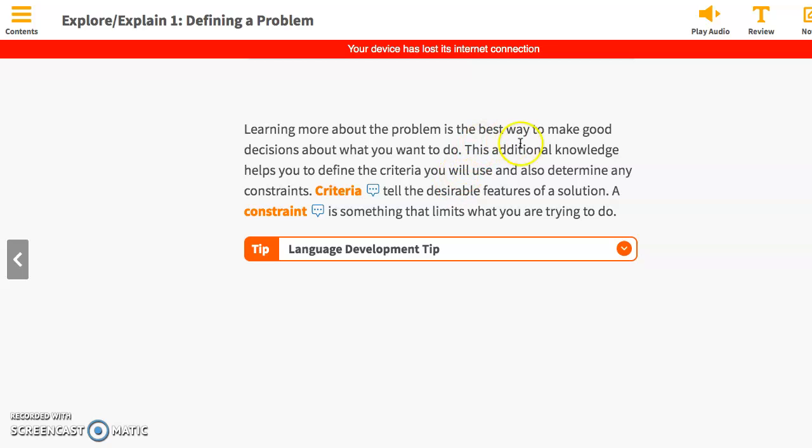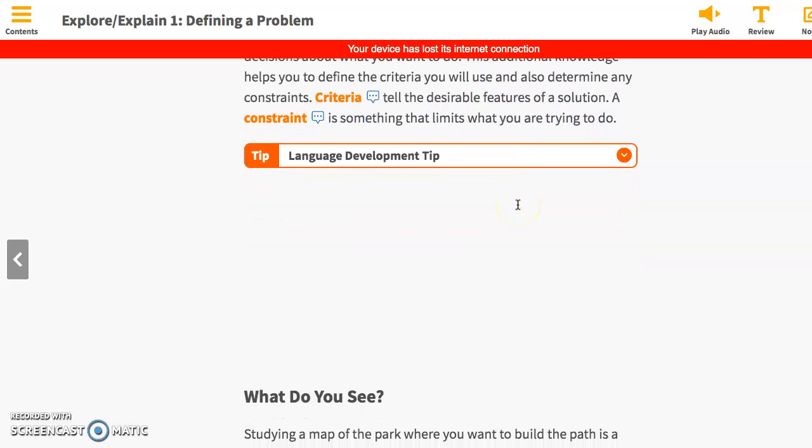Learning more about the problem is the best way to make a good decision about what you want to do. Criteria, this is a criteria constraint. You're going to use this whole book. It's very important that you know that criteria is like the features of what you really want for your solution. And a constraint is like, what can you not use? Like when I'm talking about cement, how would we get a cement truck up there? So constraint is like you have to use something that's easy to get on the mountain.